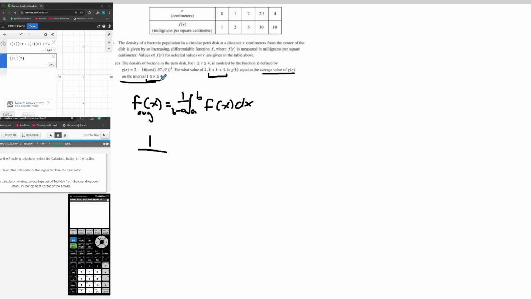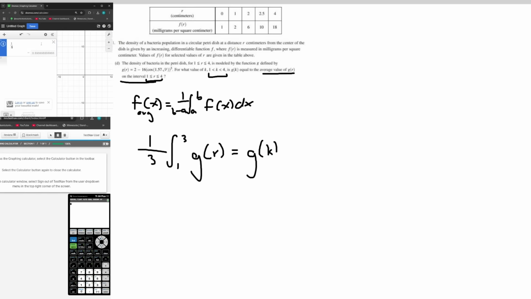Or 1 to 3 to r. This is really the interval length we're using. So 1 over 3 times the integral from 1 to 3 of g of r, and I want that to equal g of k. Okay, and so how can I figure this out? Well, let's first find this integral.